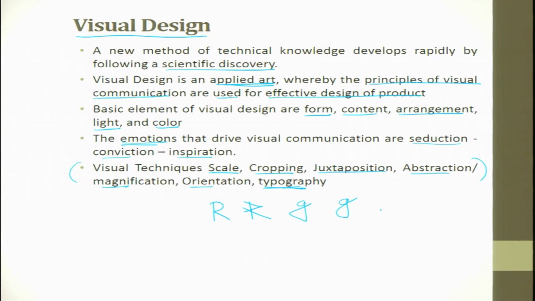And some people write K like this. Some people write like this. Some people write like this. Or also people write like this. These are all typographies which people do, and by looking at it, when you put it at a proper background and other things, you can try to convey messages. So, the visual techniques, scalings, croppings, abstraction, magnification, orientation, all these things are visual techniques which are used. So, ultimately what we should understand is the principles of visual communication are used for effective designing of a product.